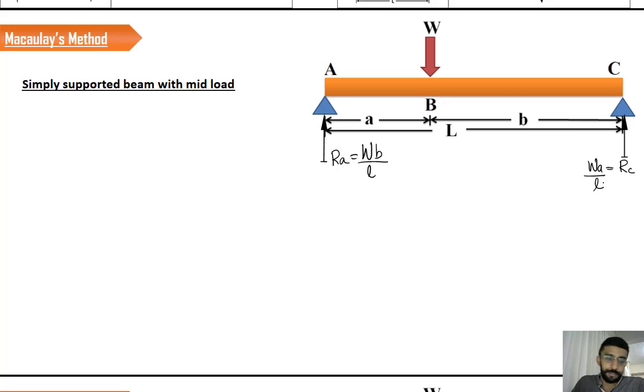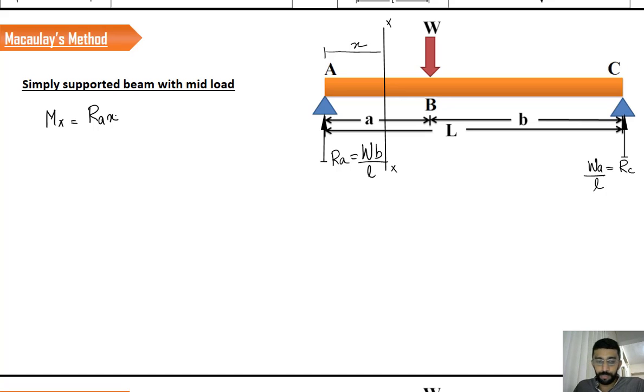Now let us start from here. First of all, I will define a section between A and B. I told you that I am going to derive general equations for each section. First, I will define a section between A and B, at a distance x. So what is going to be the value of the moment at x? It is very simple. It is RA into x, same as we derived in the previous question, RA into x.